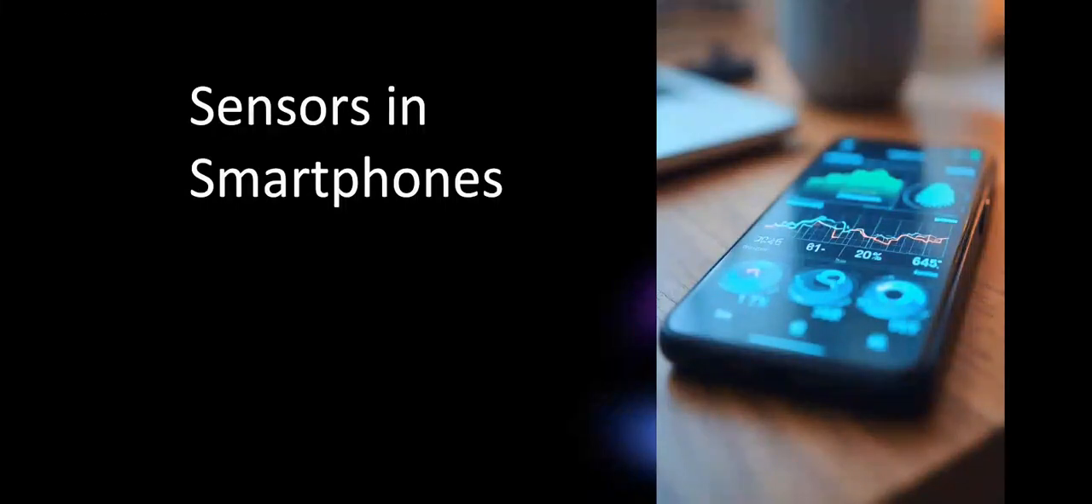So hello everyone, our today's topic is sensors in smartphones. So let's see what different types of sensors we are using in our smartphone and how we make our mobile devices smarter.